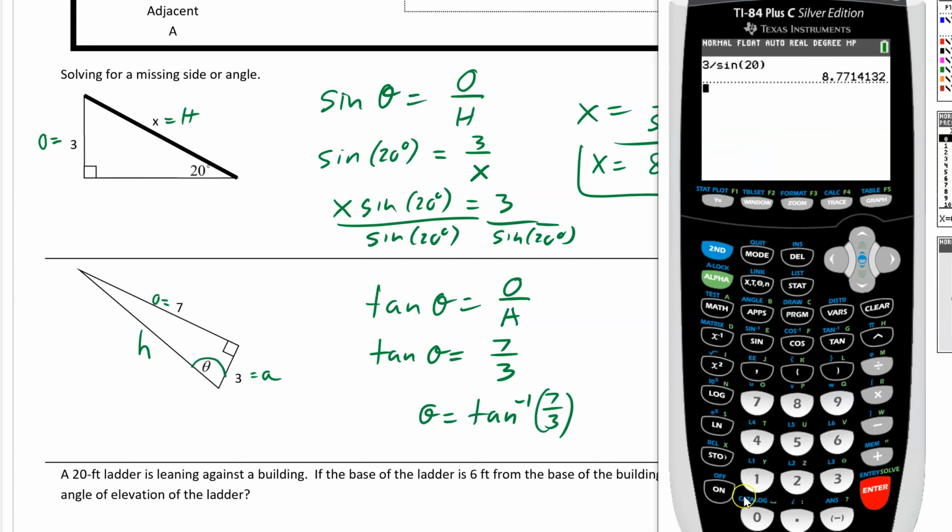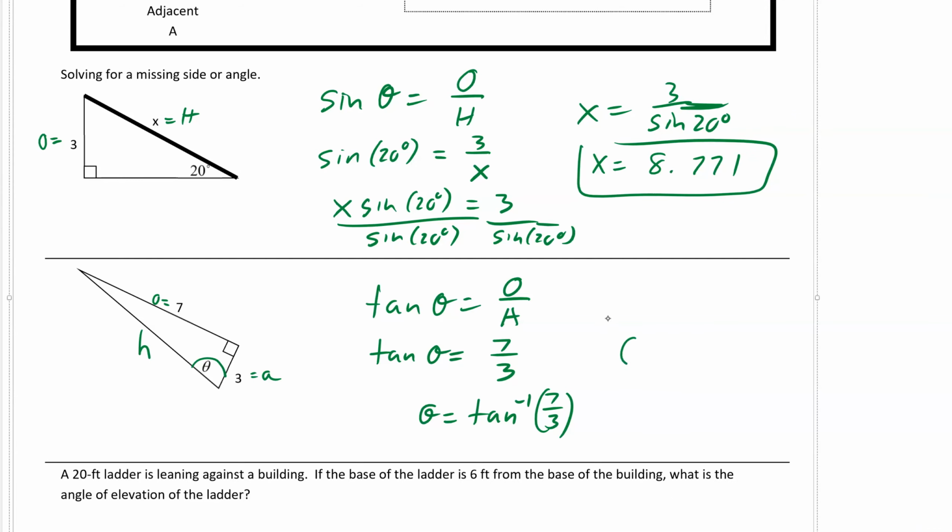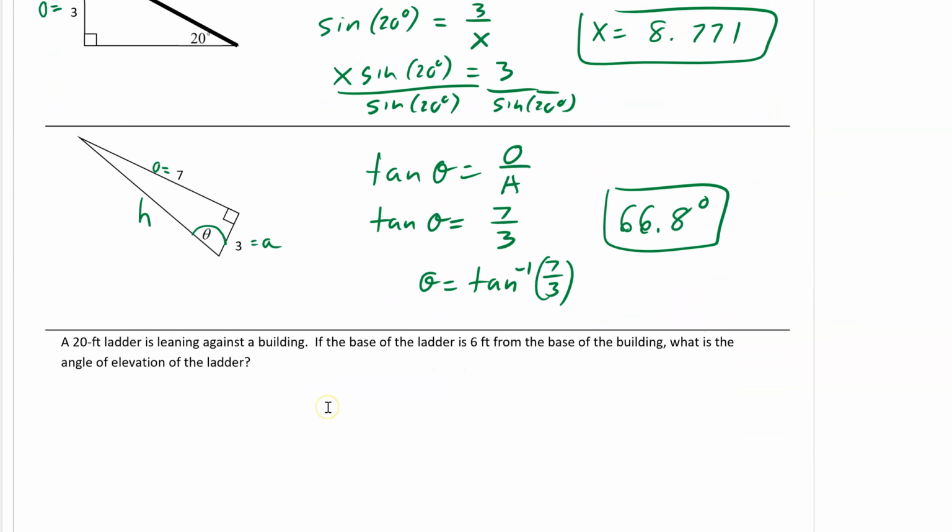So we pull open our calculator and we go second tangent, 7 divided by 3. And now it's in degrees, so it will give us the degree measure. If you wanted the radian, you would change your mode to radians, but it's 66.8 degrees. And that is our theta. So that's it. You're either finding a side using the correct trig ratio for it, or an angle using the trig ratio for it. So let's try an application.